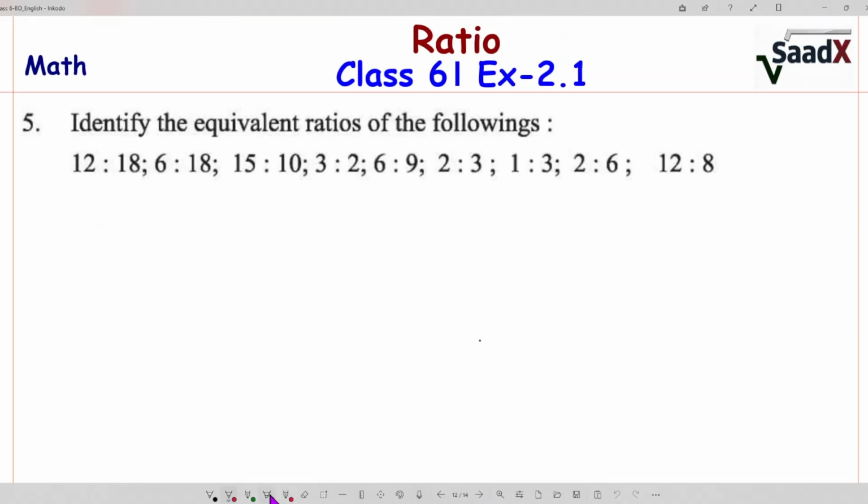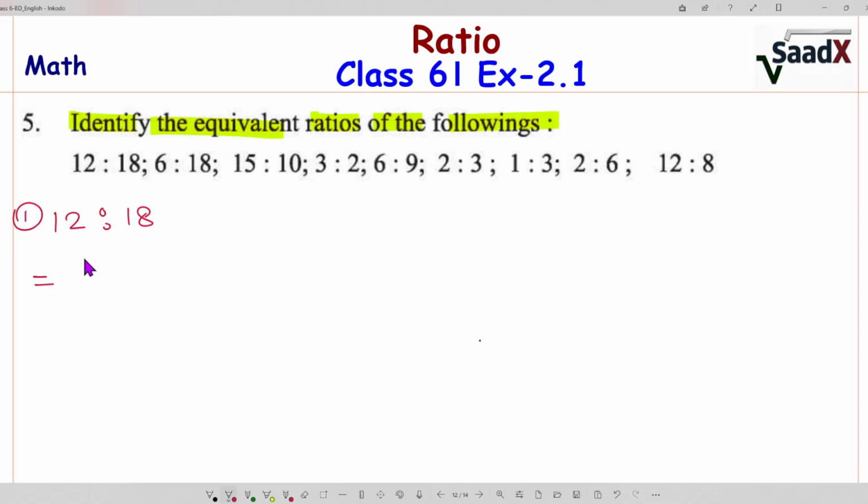Number 5, identify the equivalent ratio of the following. So how can we find the value? Look, here we should divide by the HCF of both quantities. Like here 12:18. We can consider this one as number 1.